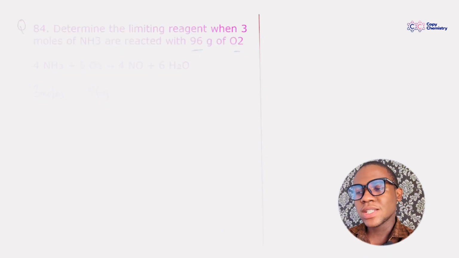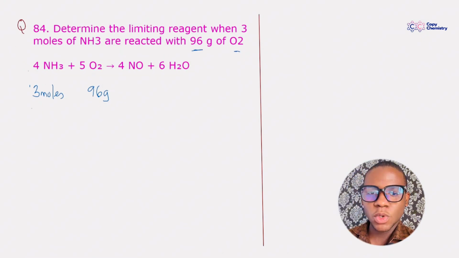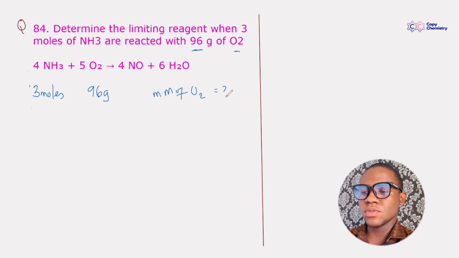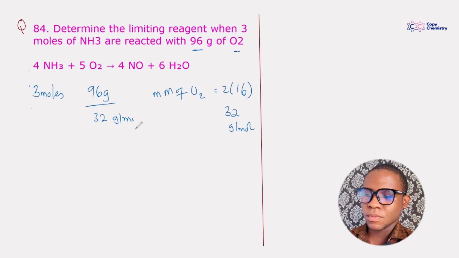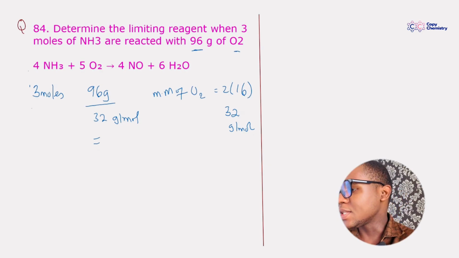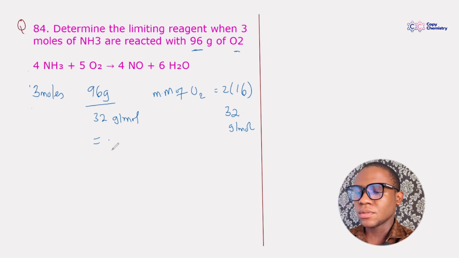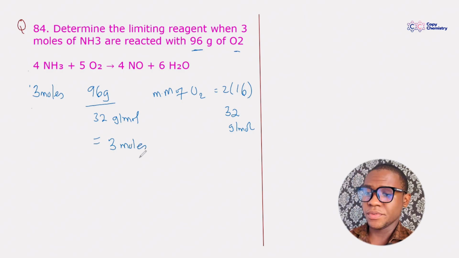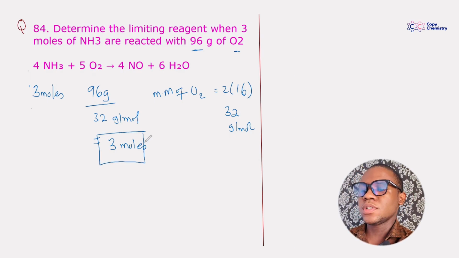But can we convert that 96 grams to moles? Yes, we can. The molar mass of O2 is 2 multiplied by 16, and that is 32 grams per mole. So if you divide this by 32, you're going to have an answer of 3 moles. Oh, it's also 3 moles. Very good. So it's 3 moles and this is 3 moles.